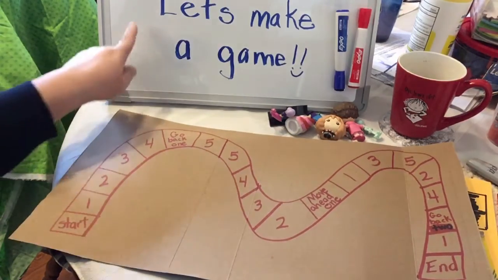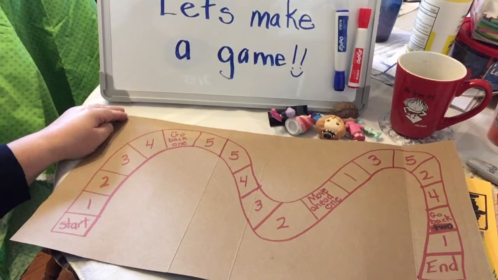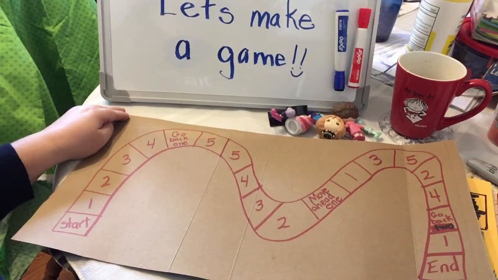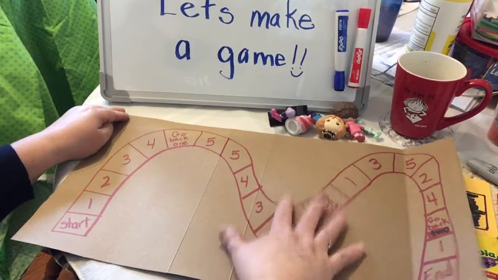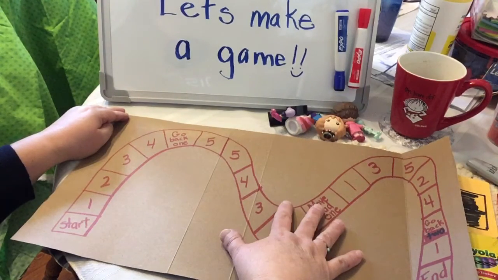We are going to make a game today. So let's make a game, all right? This is a number game, and we're going to practice our addition facts, 1 through 5. That's what my board is set up for, but you can make it 1 through 10 if you'd like.